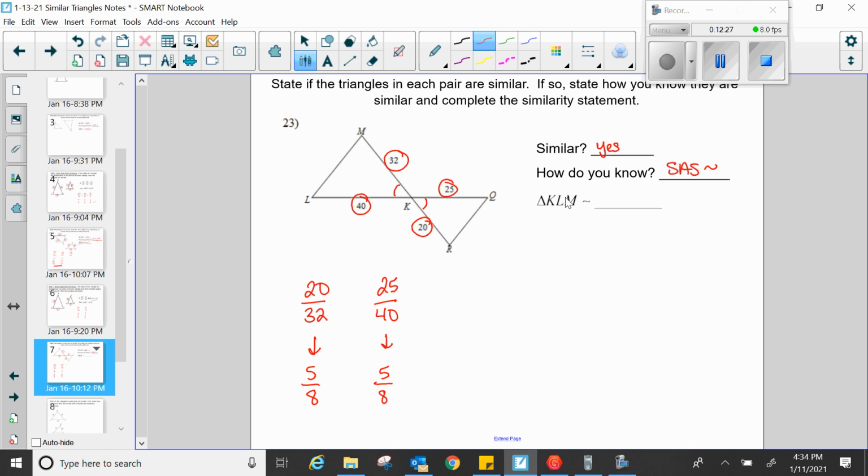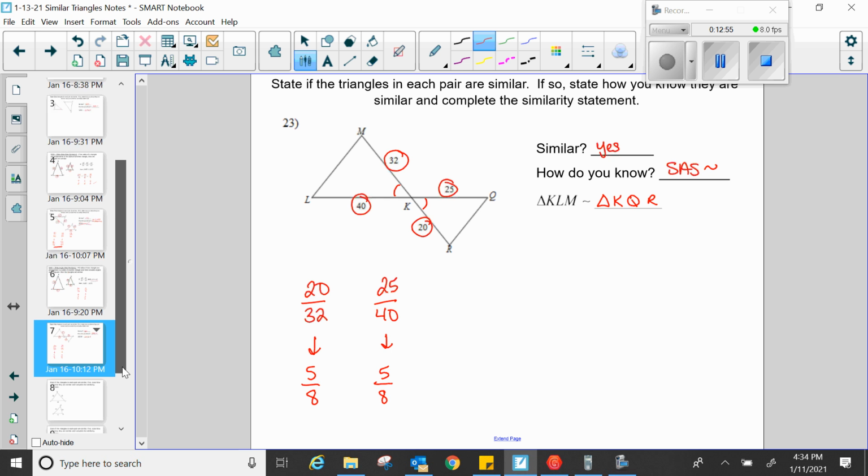So it says triangle KLM is similar to, well, K on this triangle matches up with K on the other triangle. And then L is going to match up with Q on the other triangle. And then M is going to match up with R. So triangle KQR. So that's your side-angle-side similarity example.